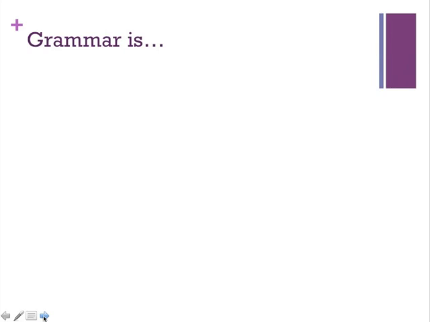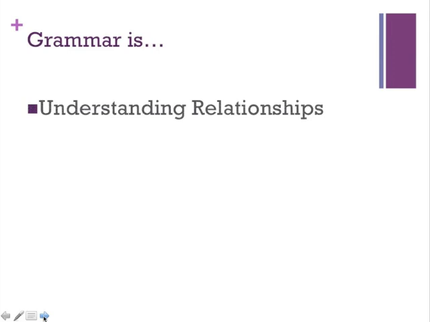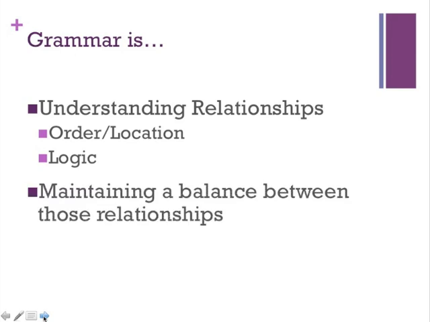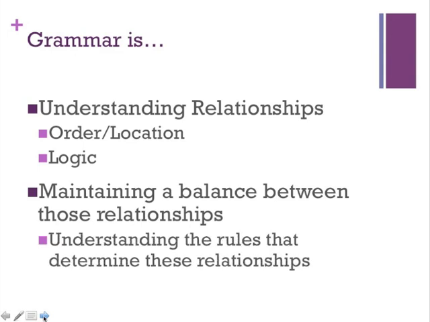Now, to review from our Intro to Grammar series, we talked about the fact that grammar is about understanding relationships. For example, we talked about that part of the idea is that words and ideas go in a certain place, in a certain order, and that sometimes those particular ideas are also determined by logic. Another key thing to keep in mind is that these particular relationships, since they do have a certain logic of their own, we have to be able to maintain the grammatical balance between these relationships. So we have to understand the rules that determine them.